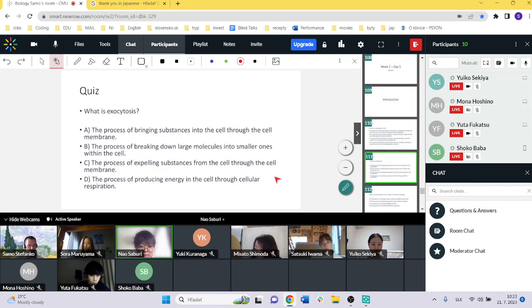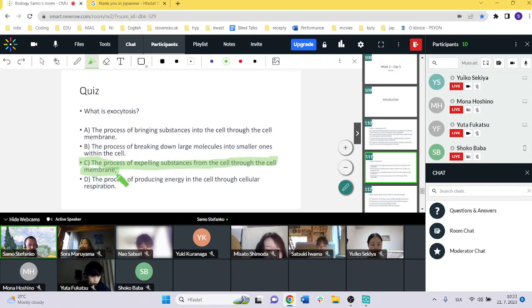I chose C because A, into the cell through the cell membrane, is not correct, and B, breaking down large molecules into smaller ones, is not correct, and D, producing energy, is not correct, so I chose C. Very nice. Okay, the process of expelling substances from the cell through the cell membrane.